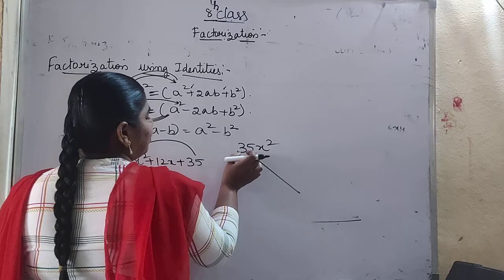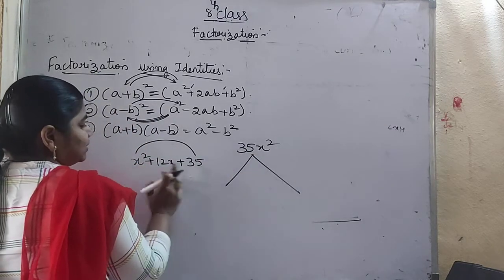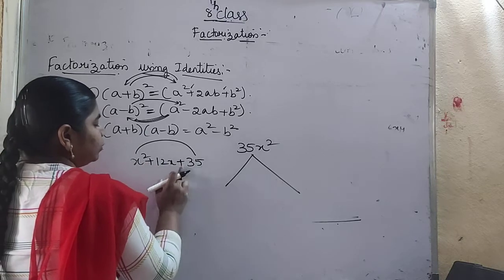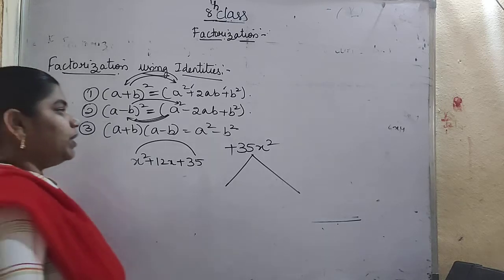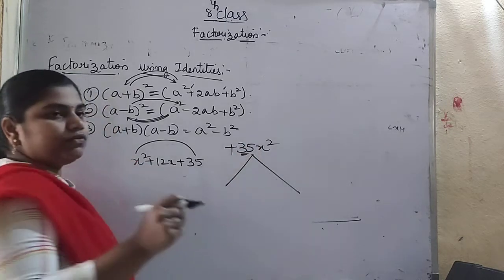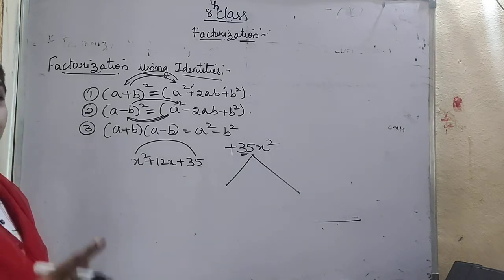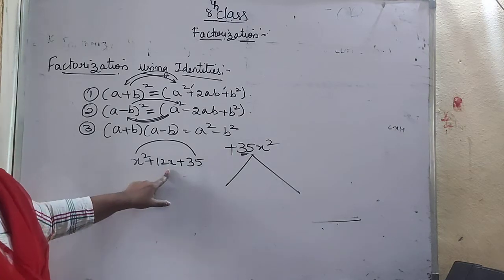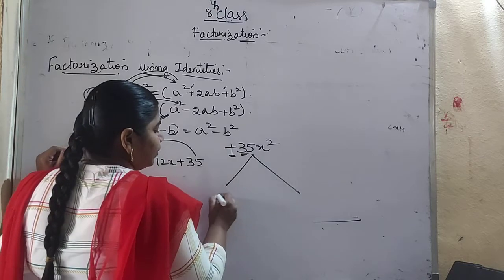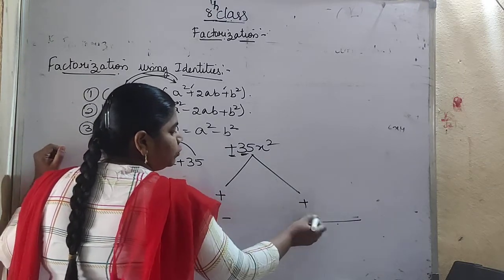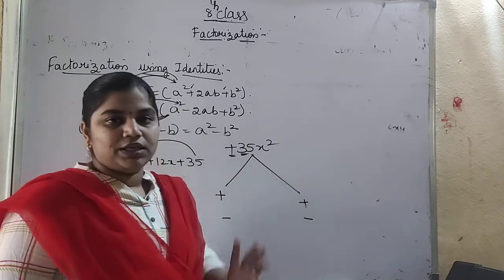Now we have to check the multiples of 35, and what sign you will get here. Here also plus is there, here also plus is there, so plus into plus will be plus. So it is plus 35x square. Now we have to check the multiples of 35. If you multiply the terms, it should be equal to 35. If you add the terms, it should be equal to 12x. In such a way you have to take the terms. So plus can be written as plus into plus as well as minus into minus.